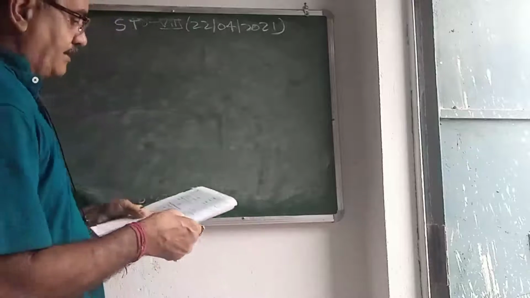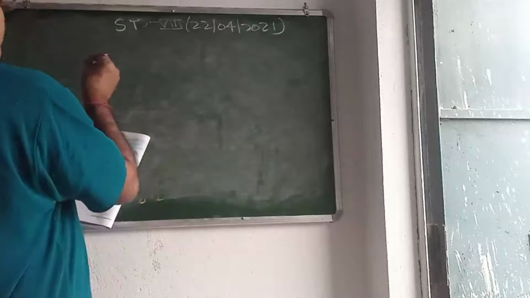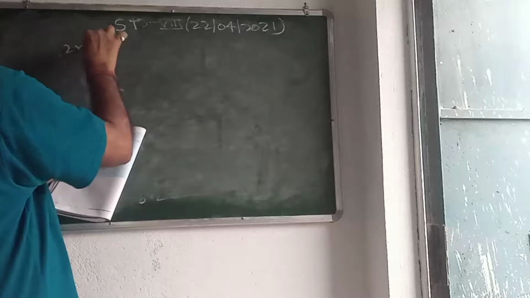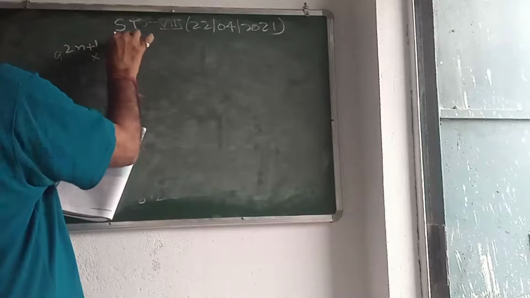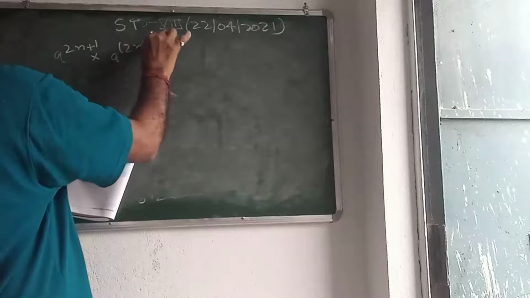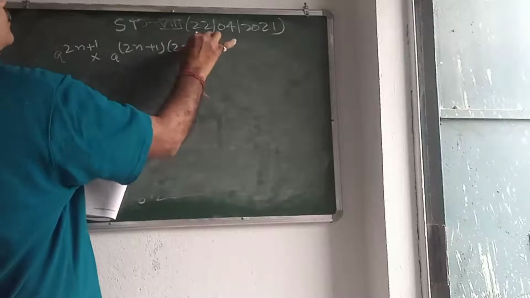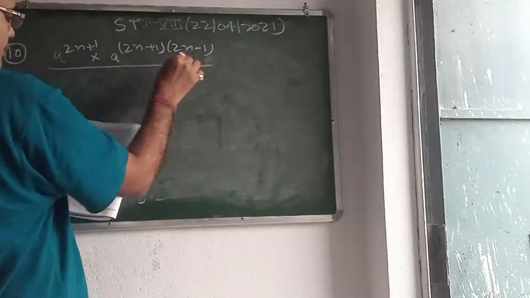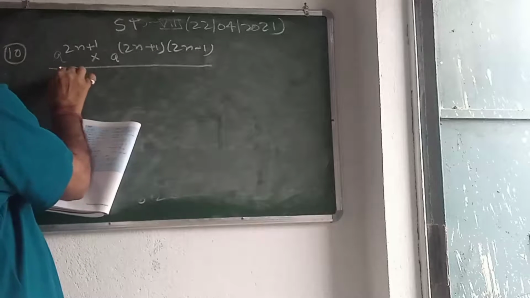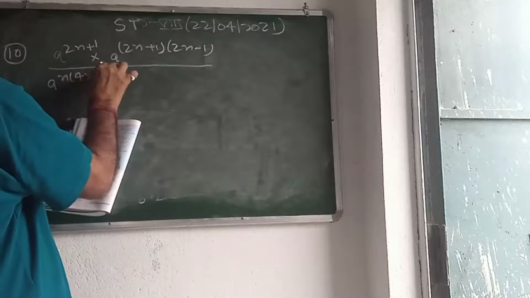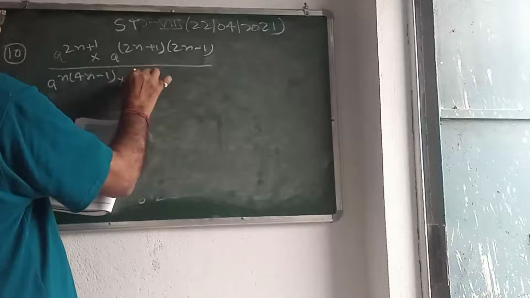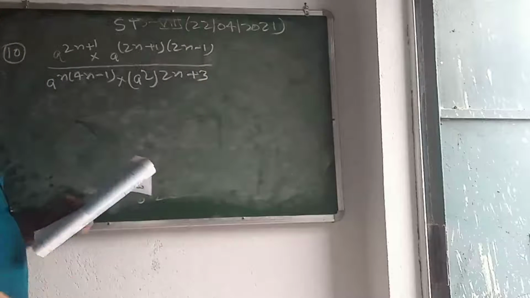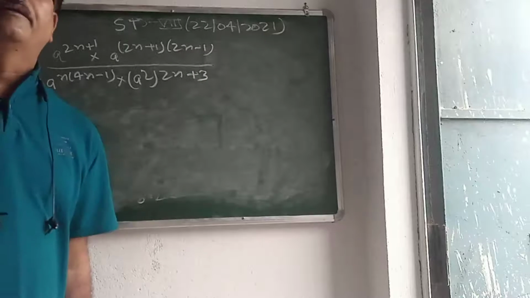Now question number 10. See. a to the power 2n plus 1 into (a to the power 2n plus 1)(2n minus 1), divided by a to the power n, 4n minus 1, into (a square) to the power 2n plus 3. That you have to simplify.